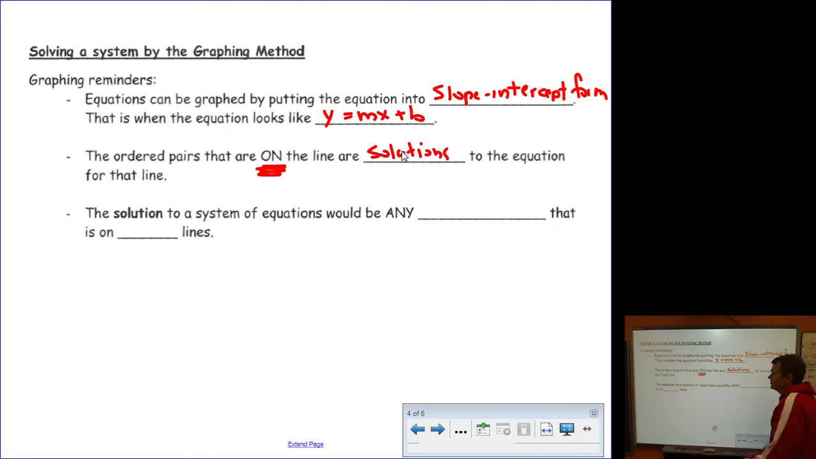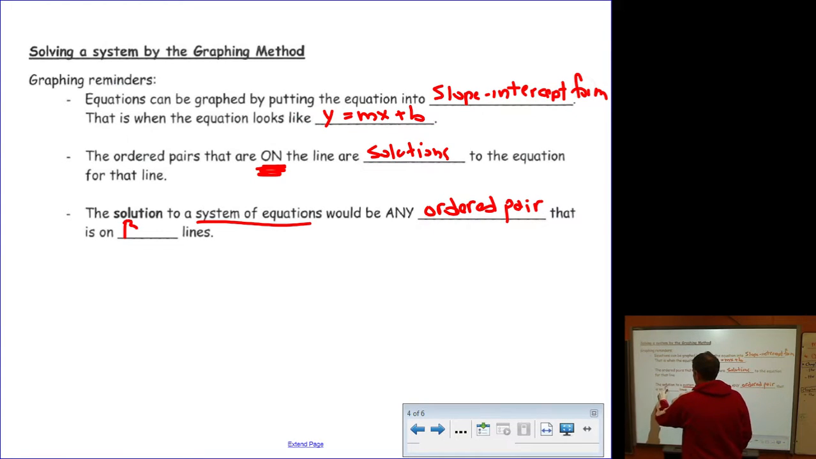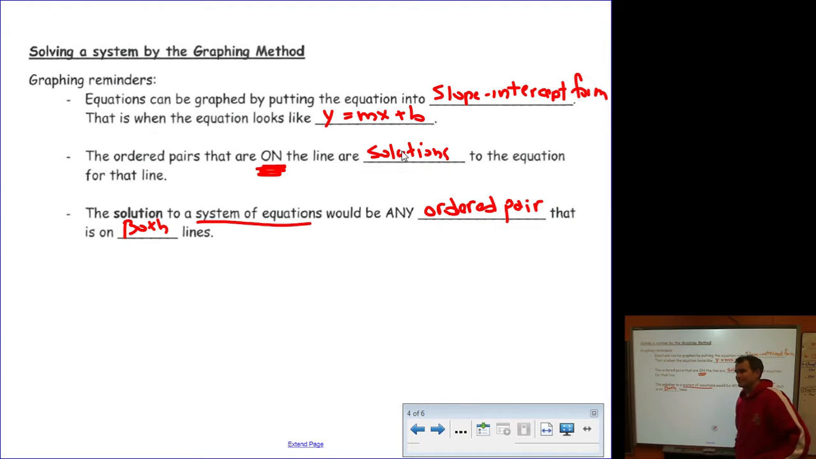Well, the solution to a system of equations would be any ordered pair that is on both lines. If we are given 2 equations, we're going to end up graphing 2 lines, and we're going to look for an ordered pair that is a solution for both.